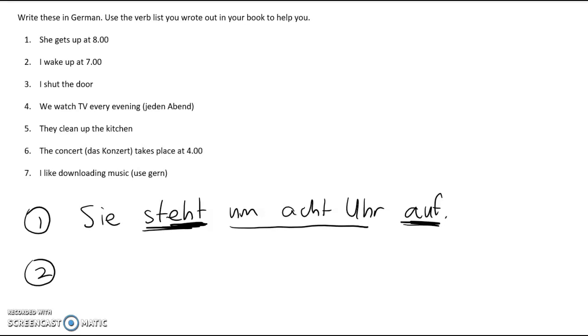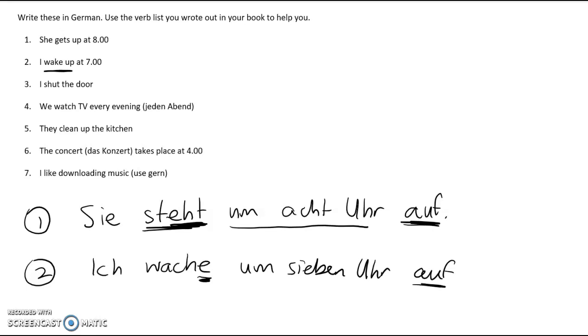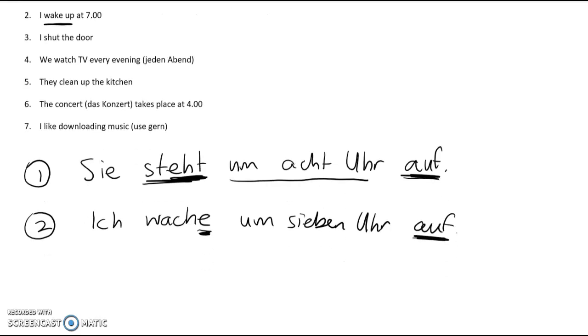Number 2, I wake up at 7 o'clock. So to wake up is aufwachen. The auf will go to the end. So it's ich wache, ends in E because it's ich. Ich wache 7 Uhr auf. Okay, so this just gets dumped at the end of the sentence.